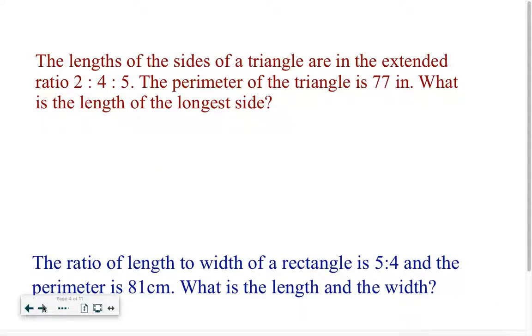Okay. It says the lengths of the sides of a triangle are in the extended ratio 2:4:5. The perimeter of the triangle is 77. What is the length of the longest side? Are you given any units with the 2:4:5? No. So what should I put next to 2, 4, and 5? X's.